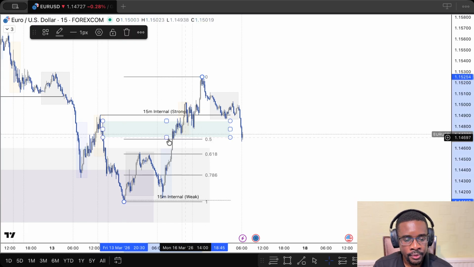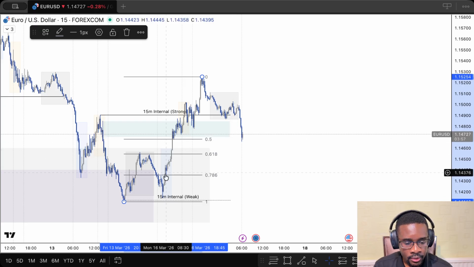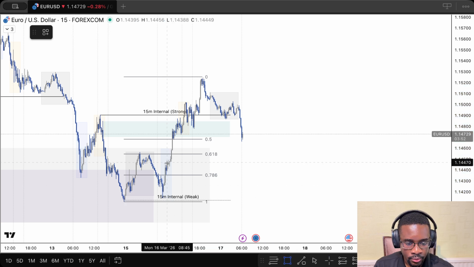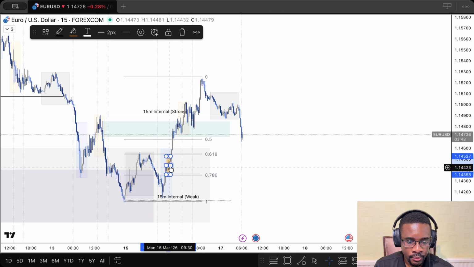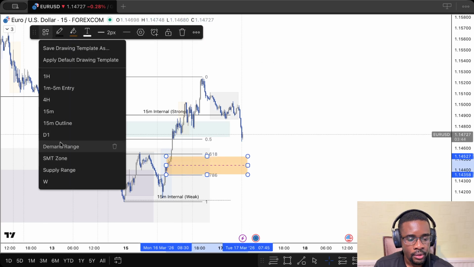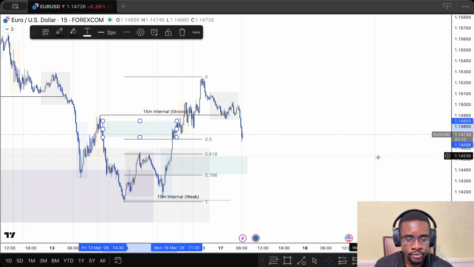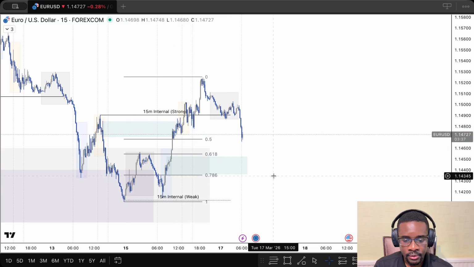So we have already mitigated. We are mitigating 50% as of now, so we're getting into a discount of the range. Anywhere in these areas could be a possible area to look for longs. That's the only place I'm seeing some kind of structure.